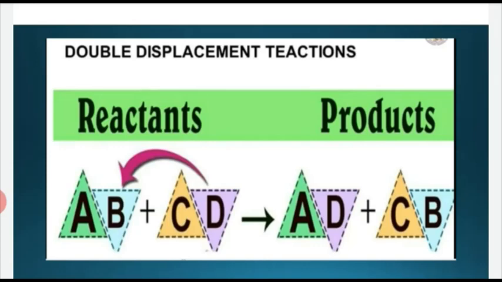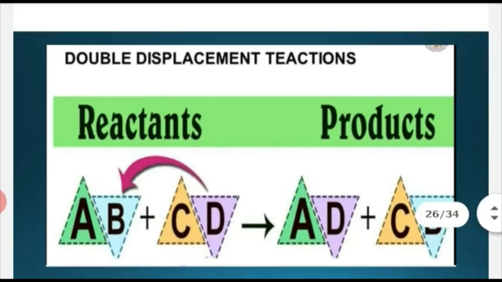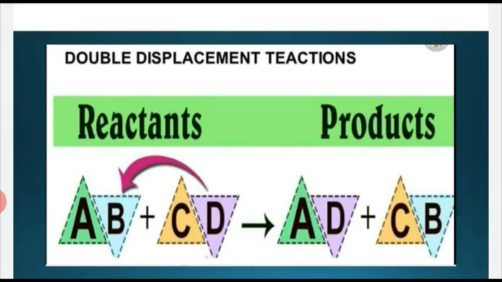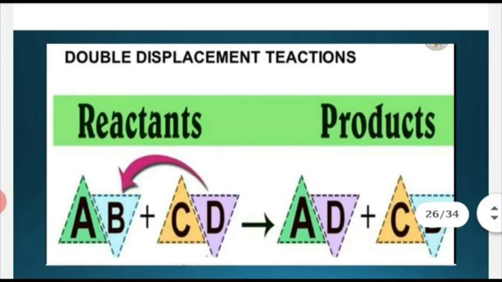So the ion of one compound is replaced by the ion of the other compound, that is, a cation can be replaced by another cation. So this reaction is also called a metathesis reaction.